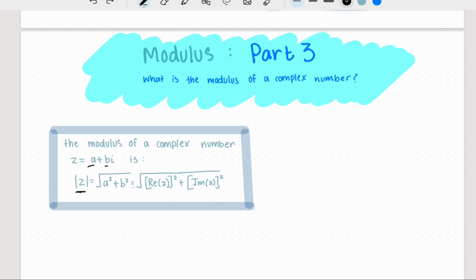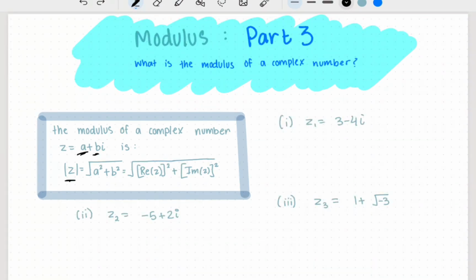A different way you could write it would be the square root of the real part of z squared, where the real part of z is just a, plus the imaginary part of z squared, which is b. So basically these two are the same, just written in two different formats. Whatever helps you remember it better, I suggest you stick with that. But ultimately they're the same. So let's try a few problems relating modulus to complex numbers.